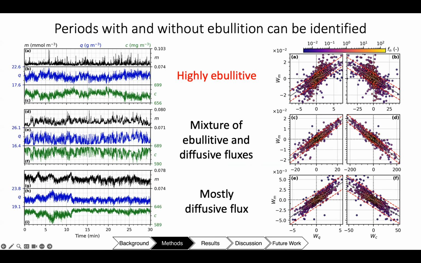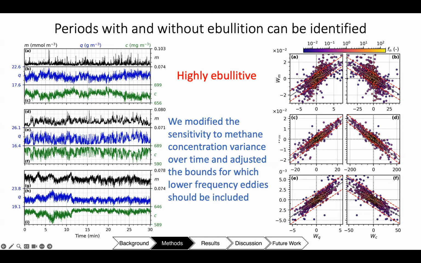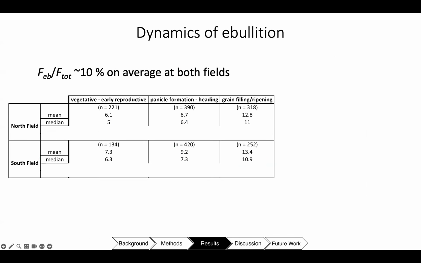But there's a lot of empiricalness to how wide you draw those lines. We did some tests and made some adjustments that made it, for example, sensitive to the amount of methane concentration variance across the time series. We also excluded more of the low frequency regimes because our conceptual diagram of ebullition is that it's a high frequency process. A 5 or 10 minute ebullitive event isn't really something that we felt comfortable claiming or capturing as ebullition. So we made some changes to the approach there.